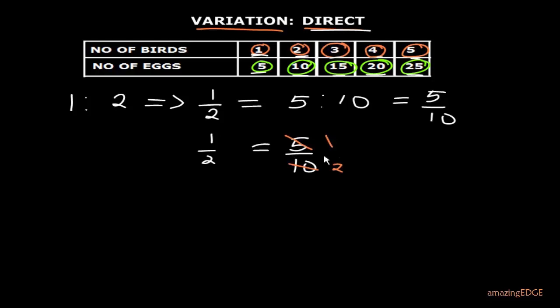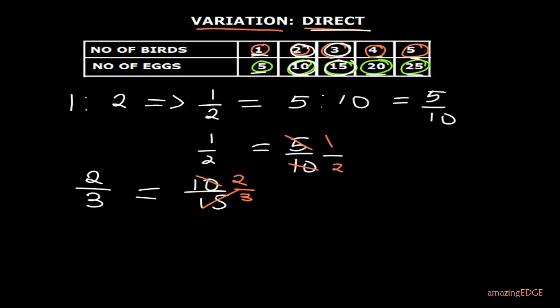So this is a half. If you also compare the ratio of 2 birds to 3 birds, you now have 2/3. Then this will correspond to what? To 10 eggs to 15 eggs. So that becomes 10/15, and 10/15 will give you 2/3, because 5 divides 10 giving 2, and 5 divides 15 giving 3. So this is 2/3. So this is the constant. When you talk about variation, something must be constant.